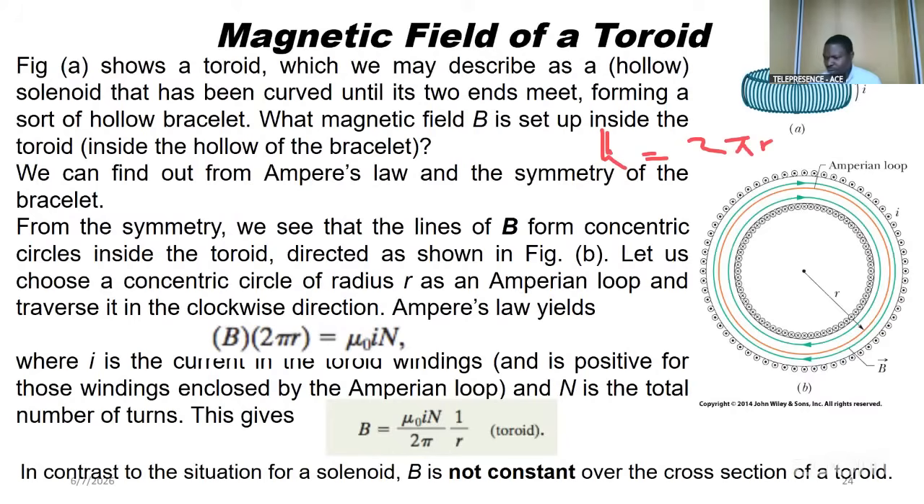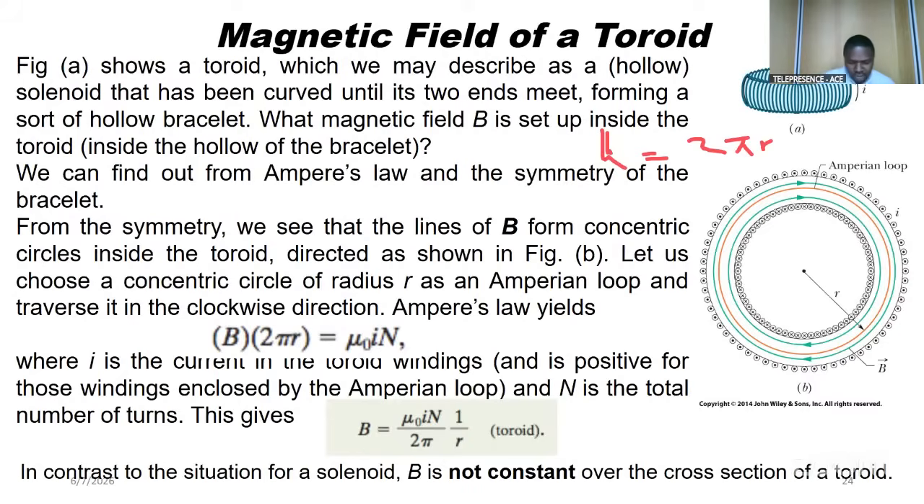So from there, we can say B times 2 pi R is equal to mu naught times I times N. And mind you, N is the total number of turns here. So the magnetic field of a toroid is going to be mu naught I N all over 2 pi R. But mind you, in contrast to the situation for a solenoid, B is not constant over the cross-section of a toroid. Am I communicating?